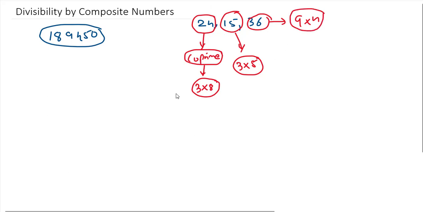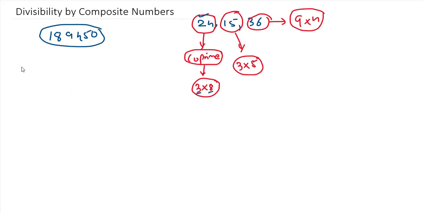Now we'll check the divisibility of this number by each of the co-prime numbers. If this number is divisible by each of these co-prime numbers, we can say that this number is divisible by the original number. But if it is not divisible by any one of them, then we can conclude that this number is not divisible by the original number.